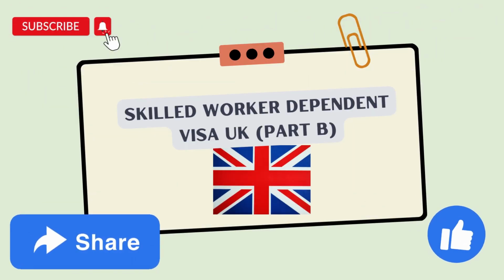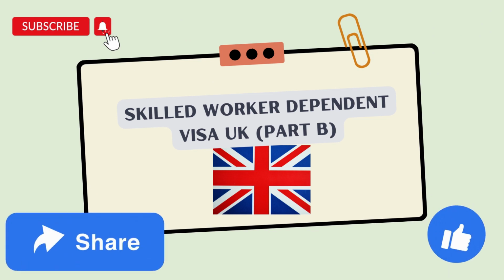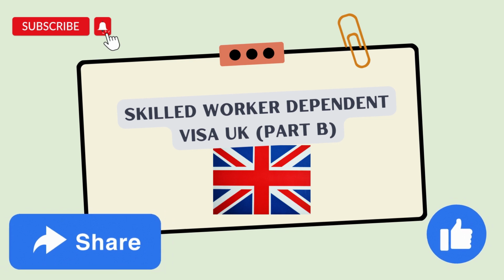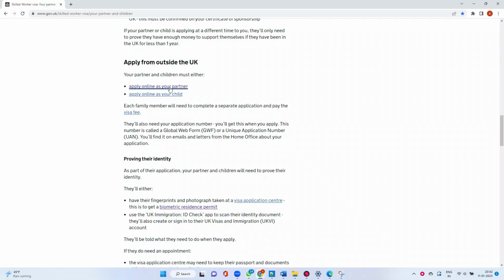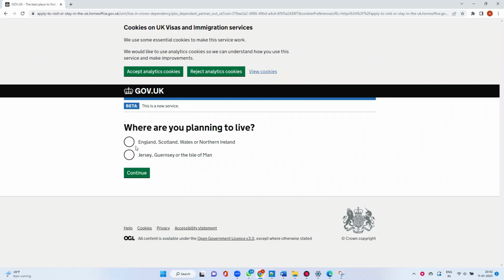Hi, in this video you will see all fields we encounter while filling the form, and if you haven't watched part A video, I'd suggest you please do, because it will give you a complete overview of what all things you need in order to complete your skilled worker dependent visa application. So without further ado, let's switch over and click on apply online as your partner.